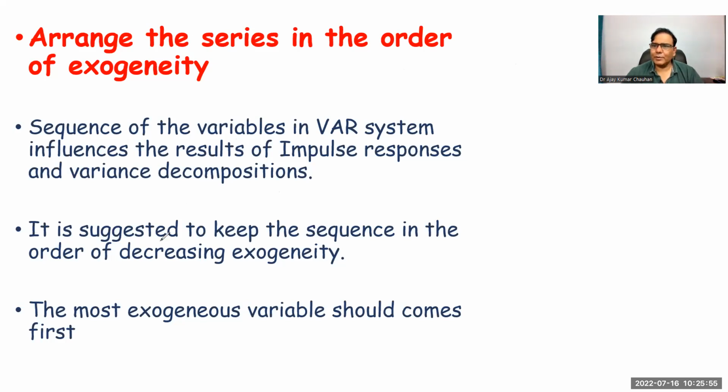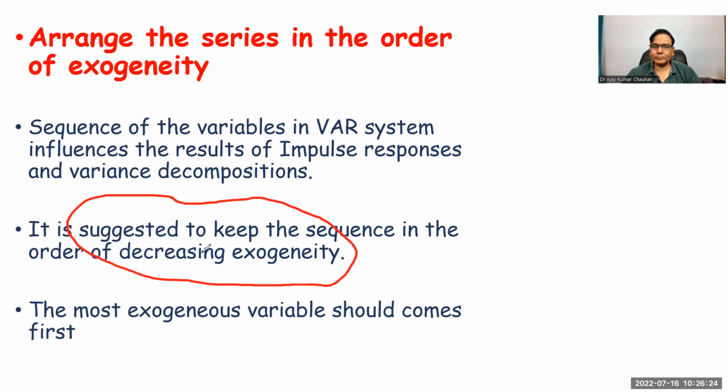It is suggested, because it is mentioned in many books and papers, that you have to keep the sequence in the order of decreasing exogeneity. It means the most exogenous variable should come first, and the least exogenous variable should come last. So we have to remember that the decreasing exogeneity sequence we have to adopt.